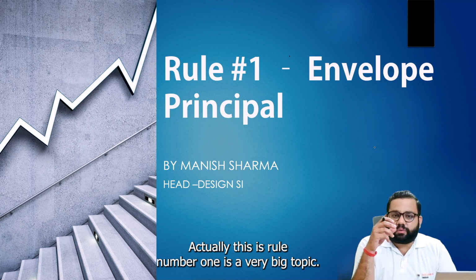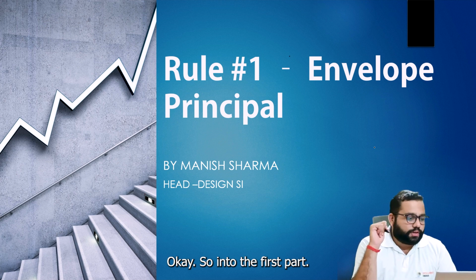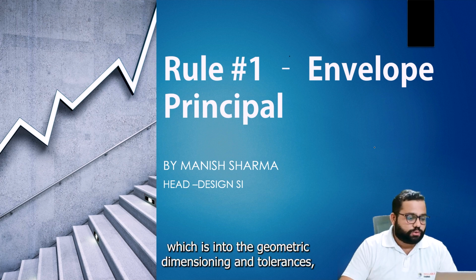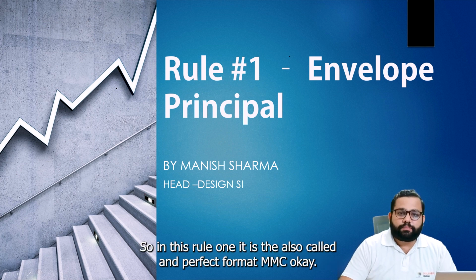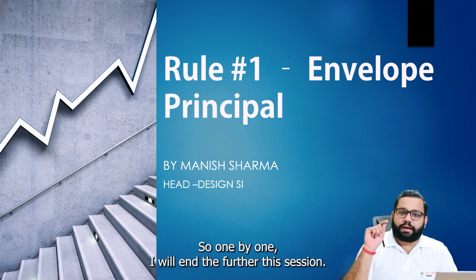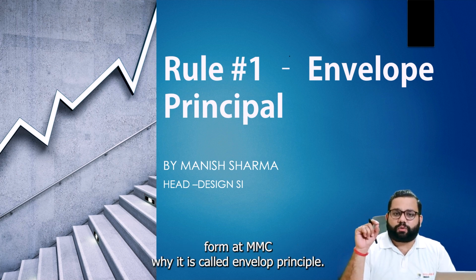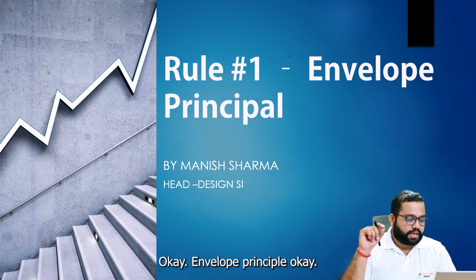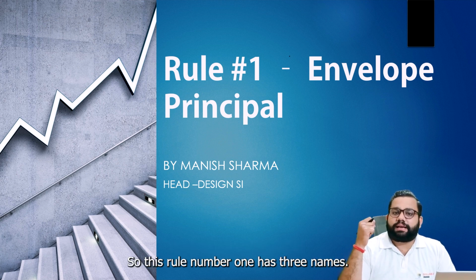Actually, this rule number one is a very big topic, so I have converted it into two parts. In the first part, I'm going to tell you a very important rule in geometric dimensioning and tolerancing, which is called rule number one. This rule one is also called perfect form at MMC. One by one, further in this session, I will tell you why it is called perfect form at MMC, why it is called the envelope principle, and why it is called the individual feature of size rule. So this rule number one has three names.